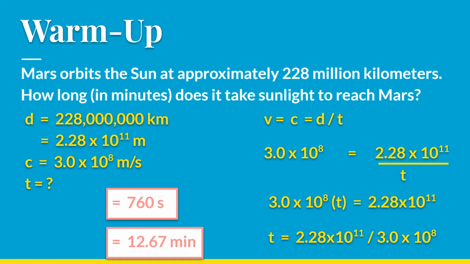So just a little bit longer than it takes light to reach Earth. By the way, does anybody know how long it takes light to reach Earth? 8 minutes. Yeah, about 8 minutes. I think it's like 8 minutes, 20 seconds, but yeah. Okay, so anyway, I was just curious. But yeah, a little bit longer because Mars is a little bit further away.